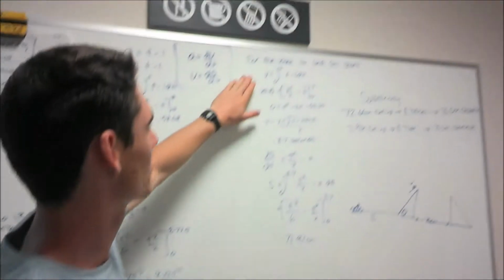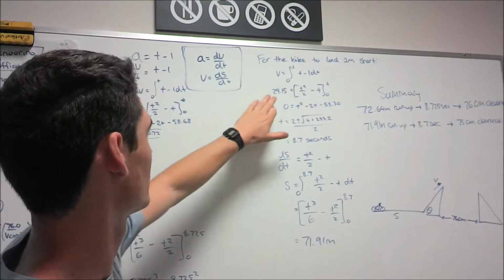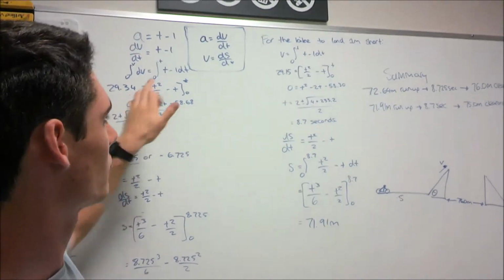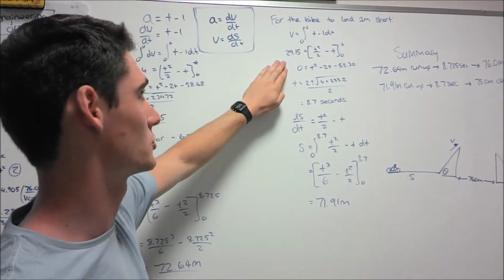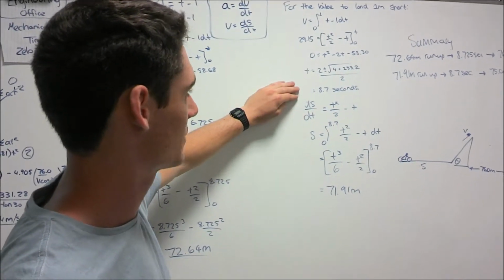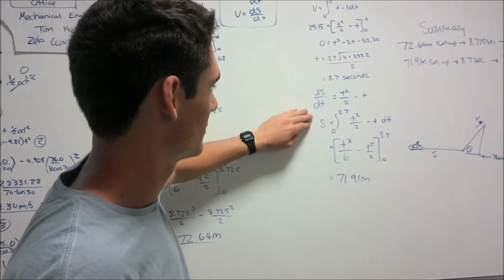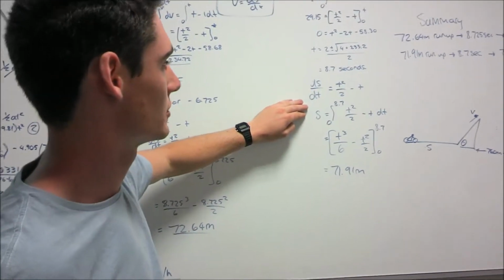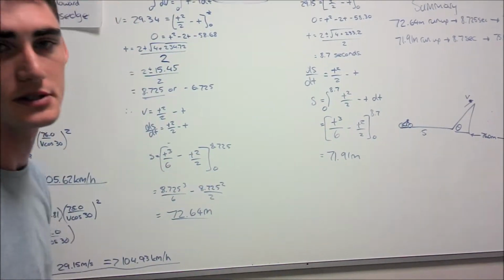For the bike to land 1 meter short, we simply sub in 29.15 rather than 29.34, which is approximately what the bike would have been going to land 1 meter short. We sub that into the quadratic formula, which gives us 8.7 seconds of acceleration time. Subbing that in as our limit of integration gives us 71.91 meters once it's integrated.